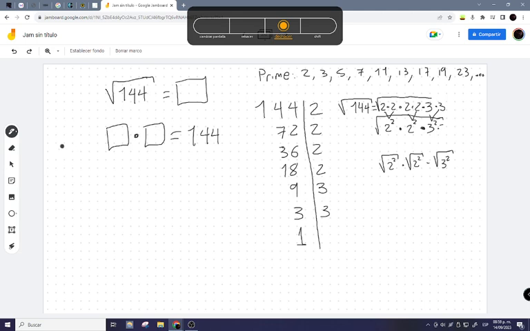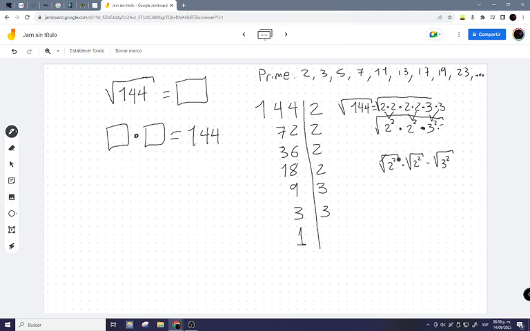So what can we do? We can actually cancel this root with this square, this root with this square, this root with this square, and what remains? Only the 2, only the 2, and only the 3. By the way, this is equal to the previous thing. We cancel the roots. And what is 2 times 2 times 3? 12, which some of you already knew is the square root of 144.